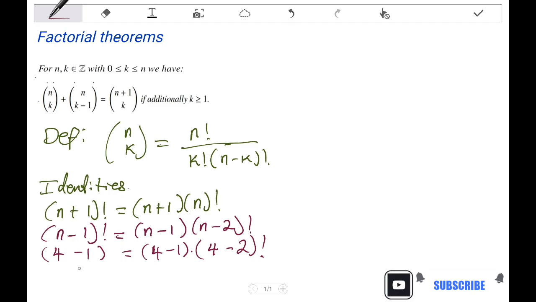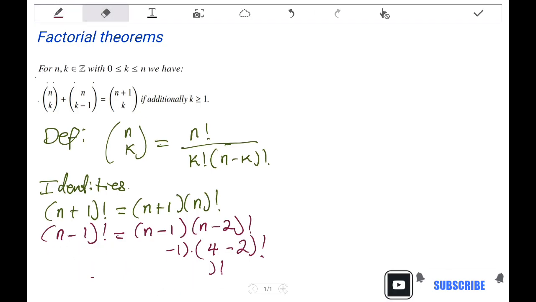So this is 3 factorial, which is the same as 3 multiplied by 2 factorial. 3 multiplied by 2 factorial is 3 times 2 times 1, which is the same as 3 factorial. So that's the second identity.